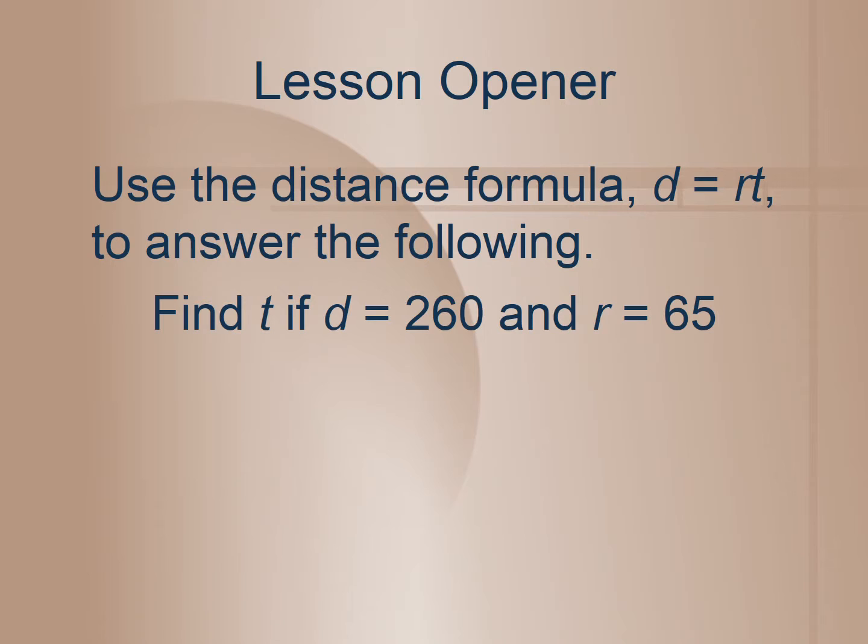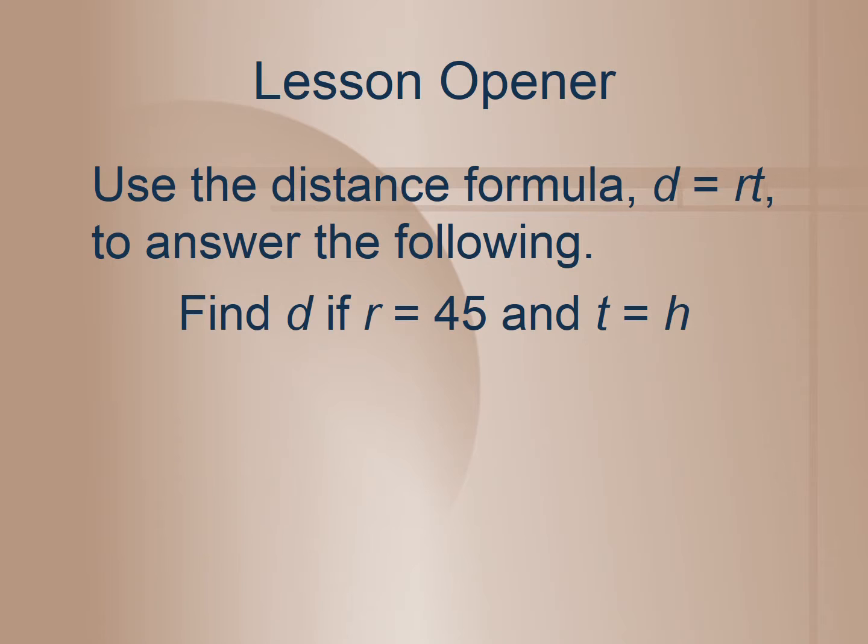Now let's find t if our distance is 260 and our rate is 65. So this one would look like 260 is equal to 65 times t. So to solve for t, we would divide both sides by 65, and 260 divided by 65 is equal to 4, which means that our time is 4.